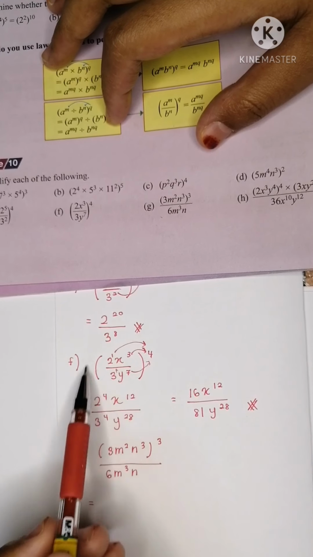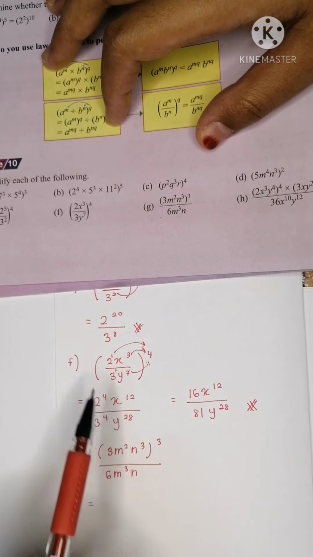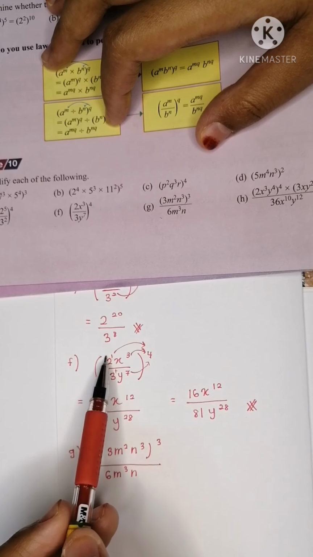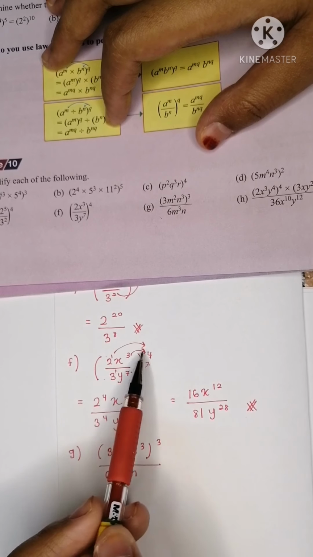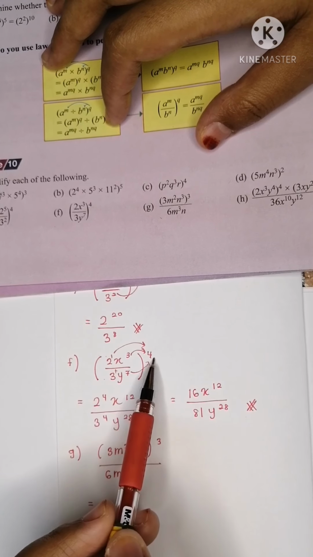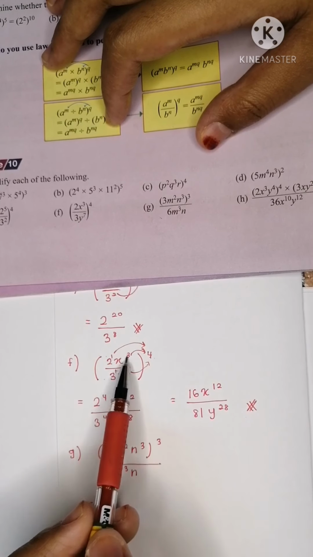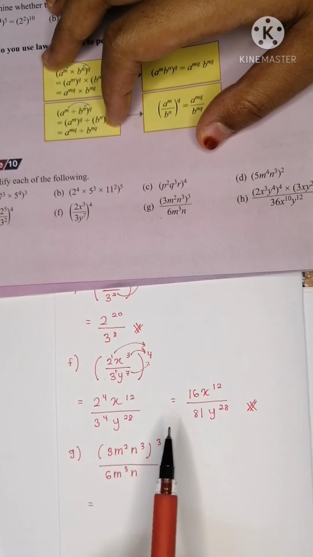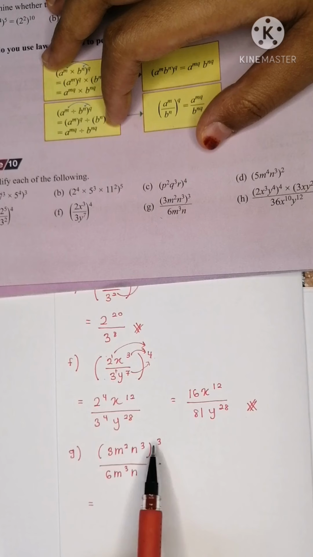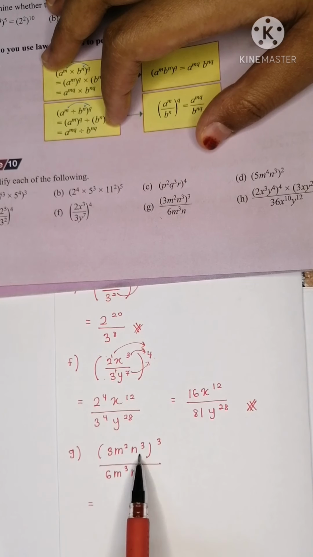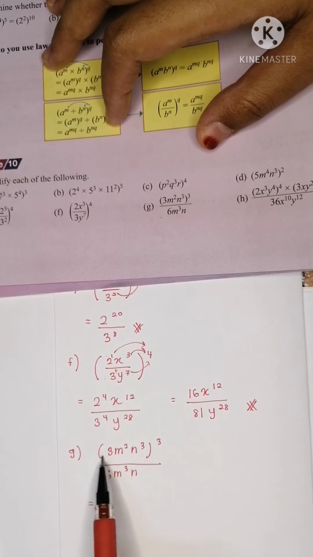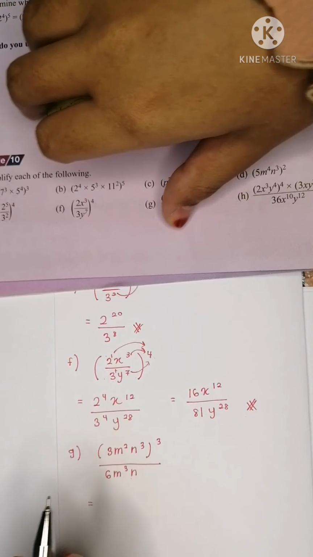Now look at the difference between F and G. In F, the bracket is from numerator to denominator, so it means the power of 4 is owned by both numerator and denominator. But for G, the power which is 3 is only for the numerator, not for the denominator, because of the bracket here. Okay, now solve it.